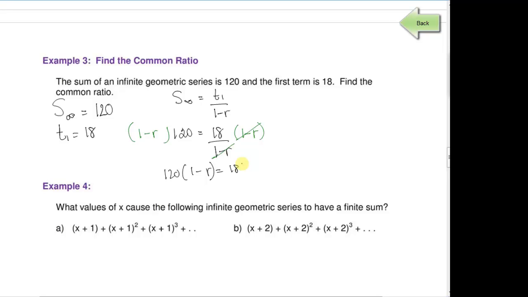Now, I'm not going to distribute my 120 over the 1 minus r, because it's going to be easier if I just divide both sides by 120, and that reduces on the left, so I'm left with 1 minus r, and then I'm going to divide 120 into 18, and I get 0.15. And so now I will bring my positive 1 to the right. It becomes negative, so I get negative r is equal to negative 0.85. And so r is equal to 0.85.